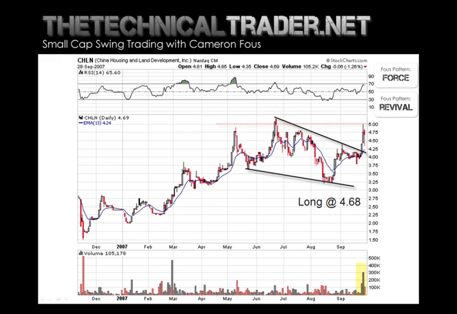Here's CHLN. This is kind of a combination of a revival as well as a force pattern. The reason why I was hyped up about this stock at the time was they had an extremely attractive future fair value. Chinese stocks were pretty hot at the time. This was a Chinese housing stock, actually. So my goal was for this stock to break out $5 per share.